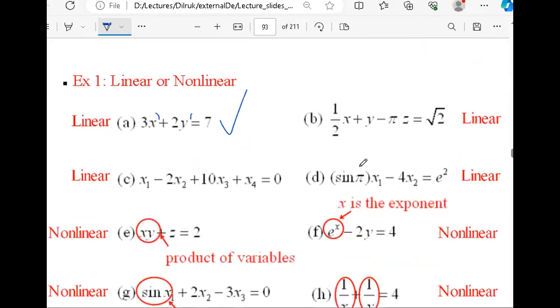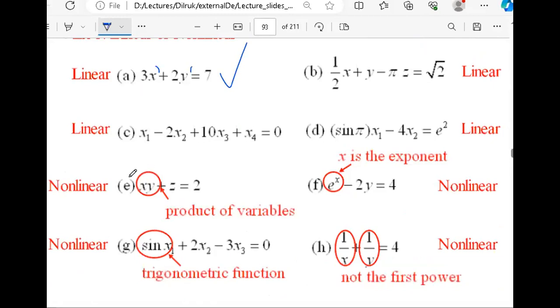But if you look at this one, this is not linear, it is non-linear. In this equation, you have a product of two unknowns, or a finite number of unknowns. It could be x, y, z. A product of unknowns is not linear, this is called non-linear.